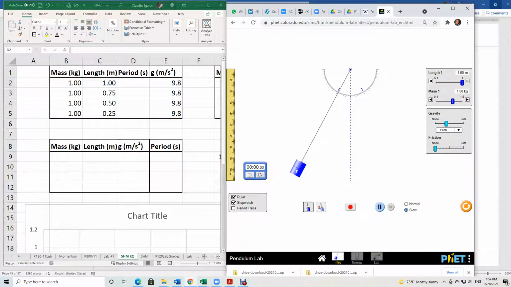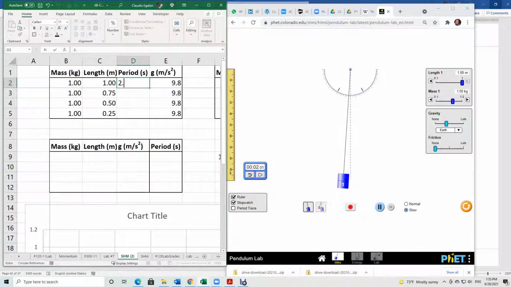Let's start the simulation. I'm going to start my watch at the maximum amplitude. Here you go. Right now. And then I'm going to wait for a full period. Once it gets to the full period, I'll stop right now. I'm getting 2.01 seconds. I didn't pause the simulation, but I did stop my watch.